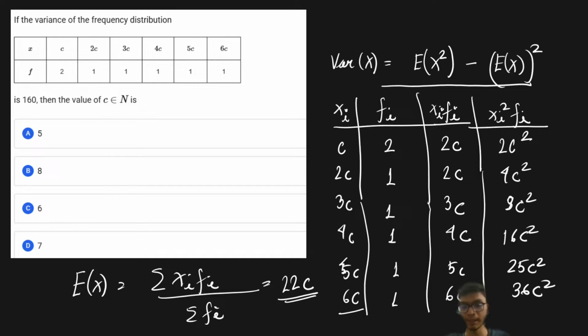Now 1 plus 2 is 3, 3 plus 3 is 6, 10, 15, and 20. 15 plus 6 is going to be equal to 21, right? So the expectation is going to be equal to 22c divided by 21, right? And I hope you have calculated this part correctly. So this is going to be 4 plus 3 is 7, 7 plus 4 is 11, 11 plus 5 is 16, 16 plus 6 is 22c, right? So therefore this part is going to be equal to 22c. I hope you are able to solve this part, right?